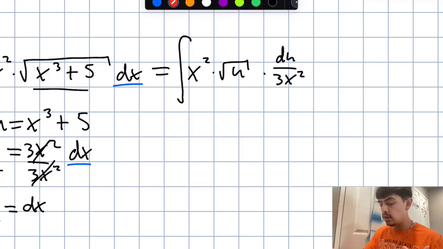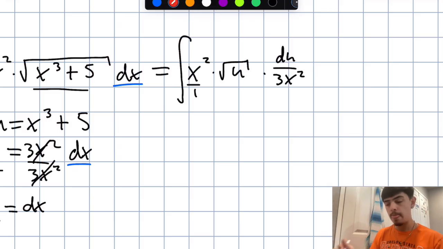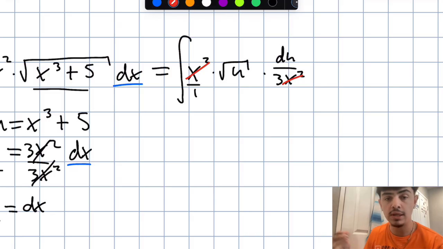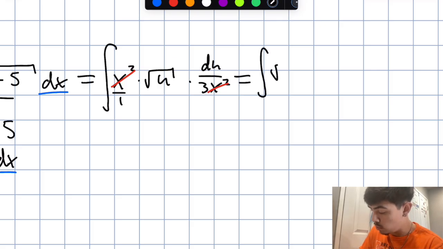And we'll notice that here, we can imagine this as being x squared over 1. So we can multiply everything together, and we'll end up seeing that we'll have an x squared on the top in the numerator and an x squared in the denominator. Remember, if we have one thing divided by the same thing, this turns into 1. So we have this x squared, and we have another x squared right there. Turns into 1. We can just go ahead and remove it from the integral completely. So now let's go ahead and simplify our integral after canceling some stuff out. So now we have the square root of u times du over 3.